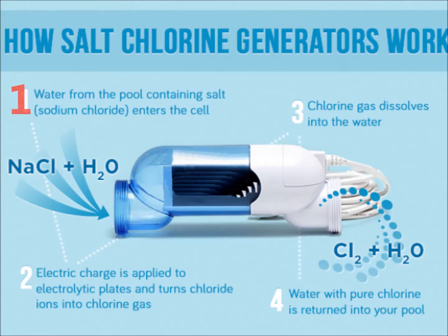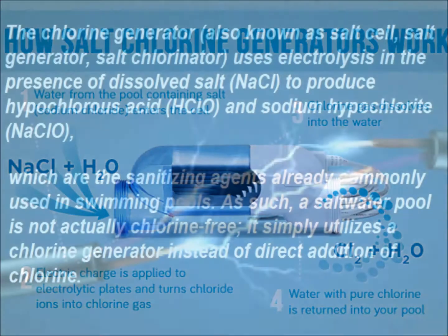First, the water from the pool containing the dissolved salt, sodium chloride, enters the cell. Secondly, electric charge is applied to electrolytic plates and turns chloride ions into chlorine gas. Thirdly, chlorine gas dissolves into the water. Fourthly, water with pure chlorine is returned into your pool.